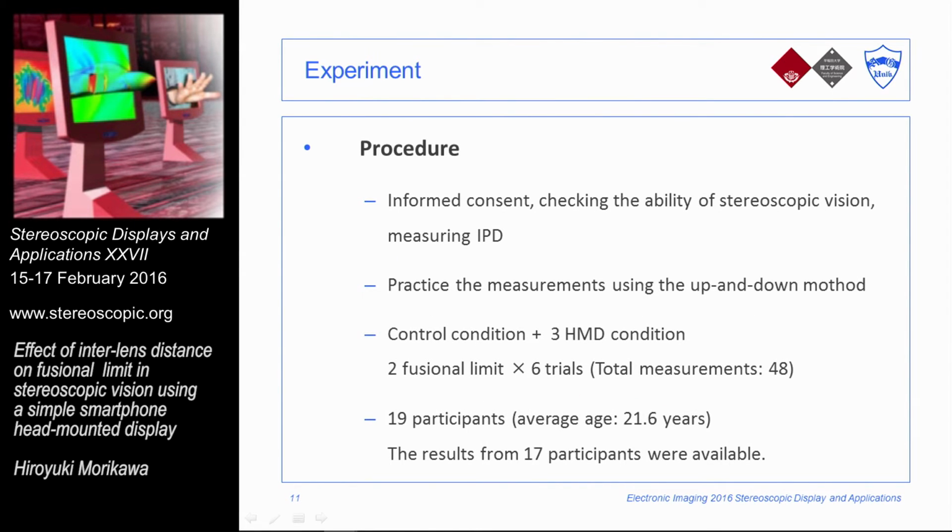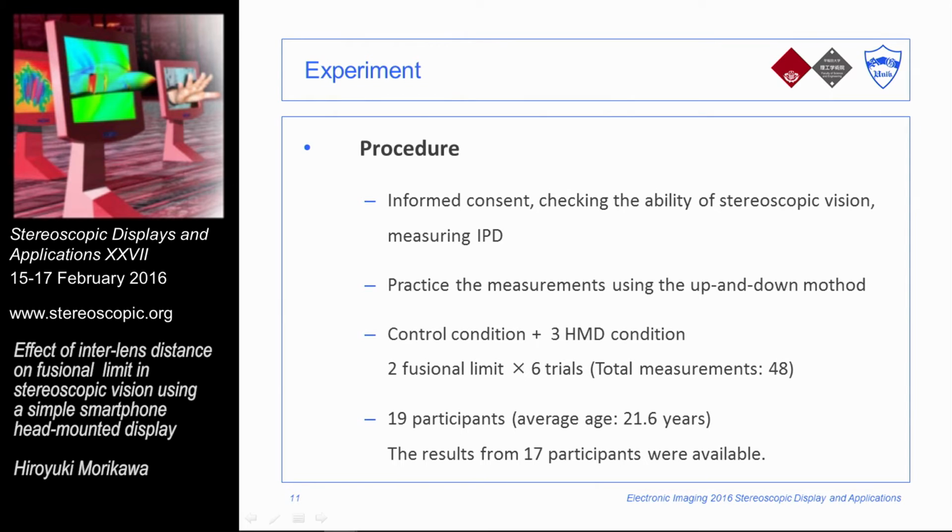I'll show a summary of the procedures. The participants provided informed consent to participate in the experiment. Subsequently, the stereoscopic vision function was tested and confirmed to be normal. Each participant's IPD was also measured. The participants practiced the measurements using the up and down method prior to the experiment.